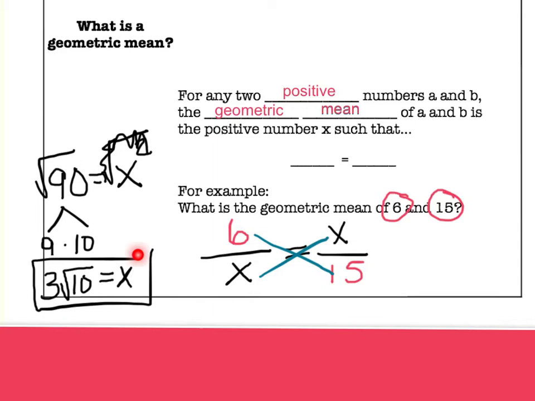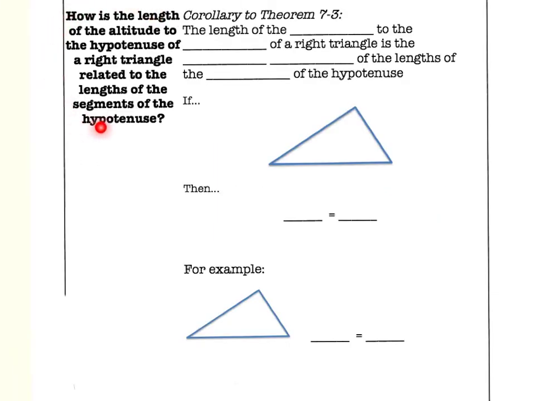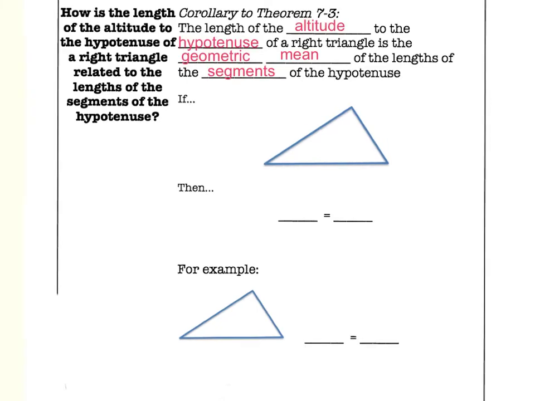Our next question is, how is the length of the altitude to the hypotenuse of a right triangle related to the lengths of the segments of the hypotenuse? And this can be explained with corollary to Theorem 7-3. This corollary states that the length of the altitude to the hypotenuse of a right triangle is the geometric mean of the lengths of the segments of the hypotenuse.